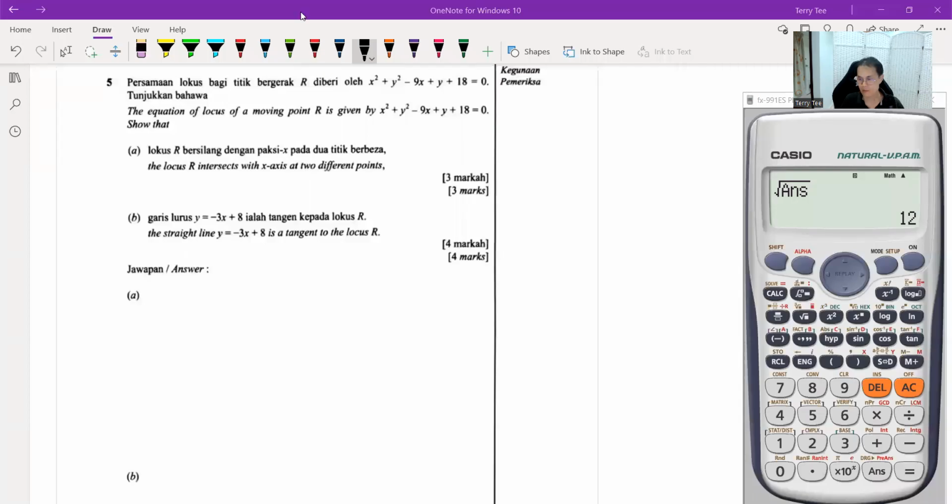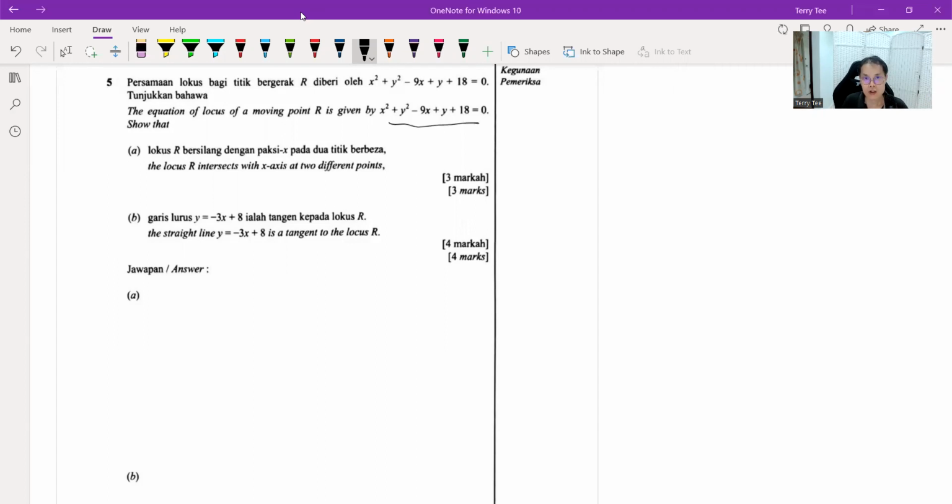Okay, question number 5. This question is supposed to be coordinate geometry, but it actually uses a bit of quadratic equation. Yeah, the chapter quadratic function, the b squared minus 4ac. Okay, let's get started. The first one, you have an equation of locus of R given by this function. You're supposed to show that locus R intersects the x-axis at two different points.